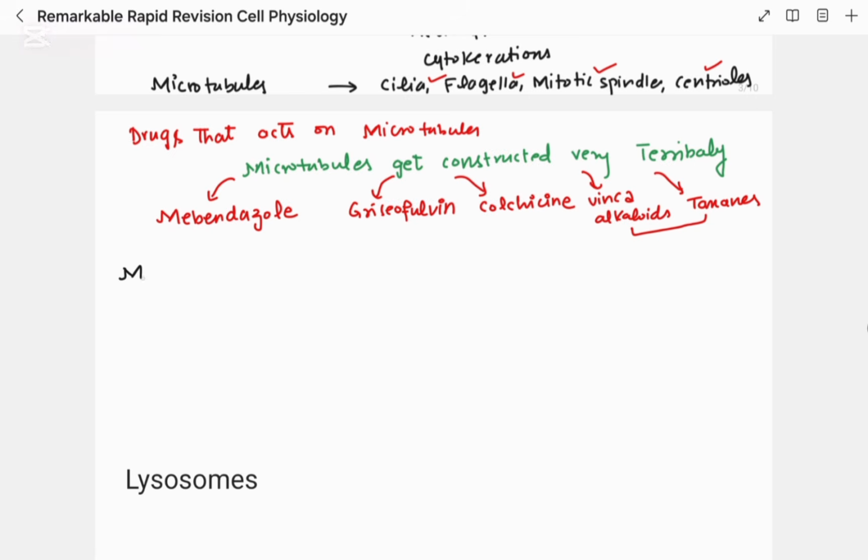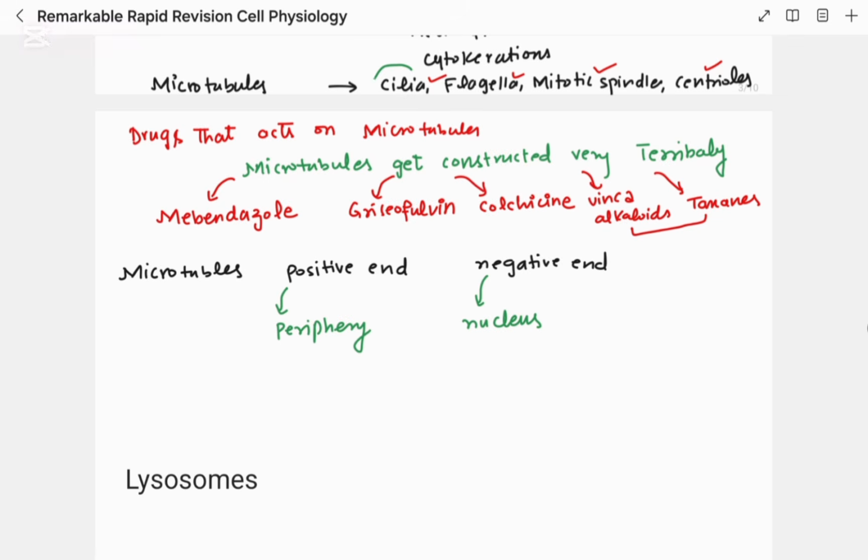So these microtubules have a positive end and a negative end. So this positive end, P for positive, P for periphery, so it is towards the periphery, and the negative end is towards the nucleus.